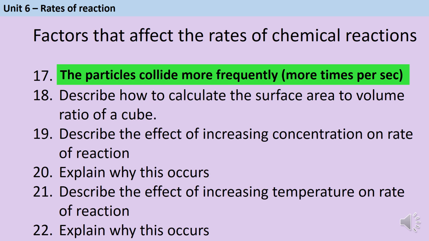To calculate the surface area to volume ratio, we obviously need the surface area and the volume. So if you think about a cube, it has 6 sides, and then the edges of each of those sides are going to be the same length because it's a cube.